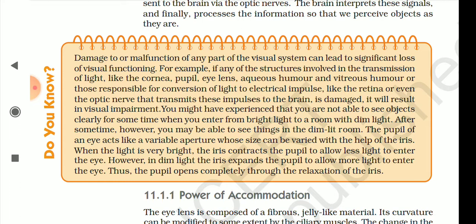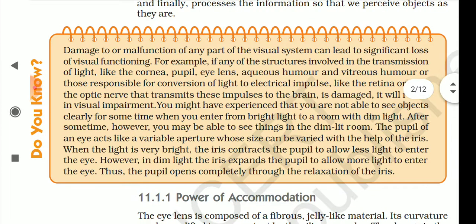Next, you might have experienced that you are not able to see objects clearly for some time when you enter from a bright light room into dim light. Yes, we have experienced that whenever we are out on sunny days and enter our drawing hall, after some time we cannot see things clearly because the pupil is not ready to accept the change it is getting.